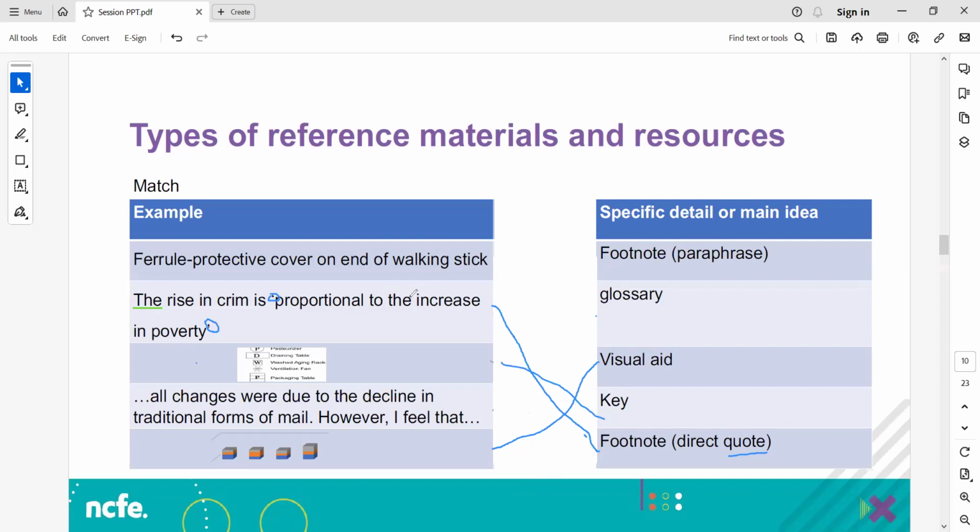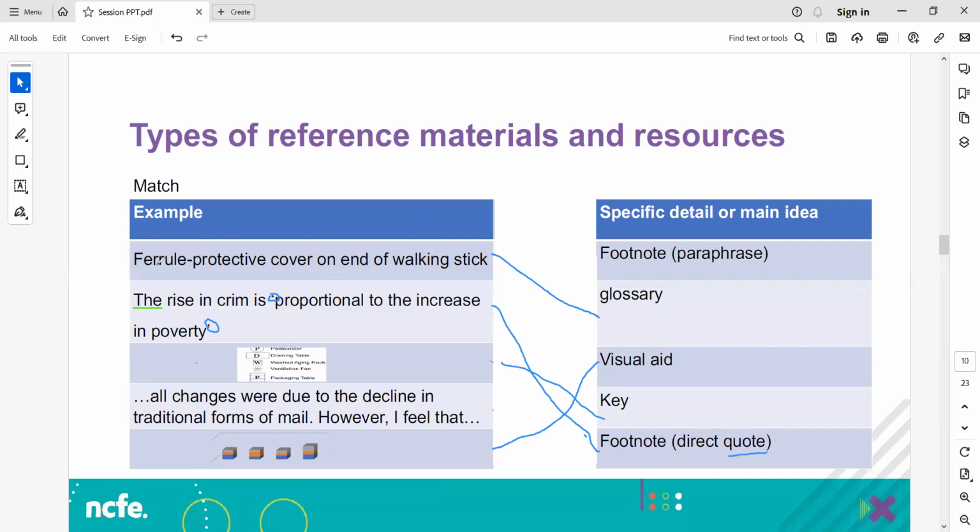So the proportional to the increase in poverty, who said that? We would be looking at the footnote. So there'd be a little number there after it, and then we'd look to the bottom, find the number and the footnote. Okay, so the glossary, this is from the glossary.